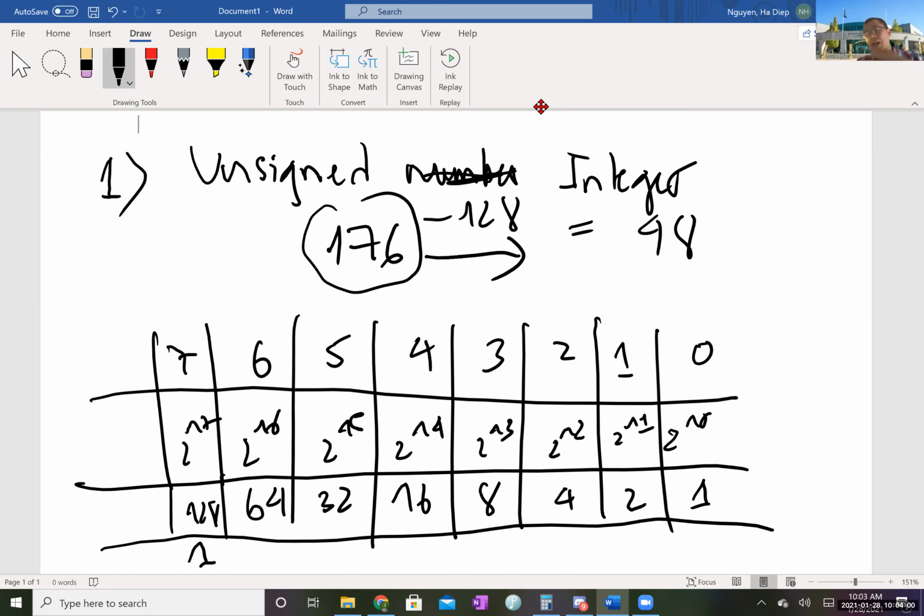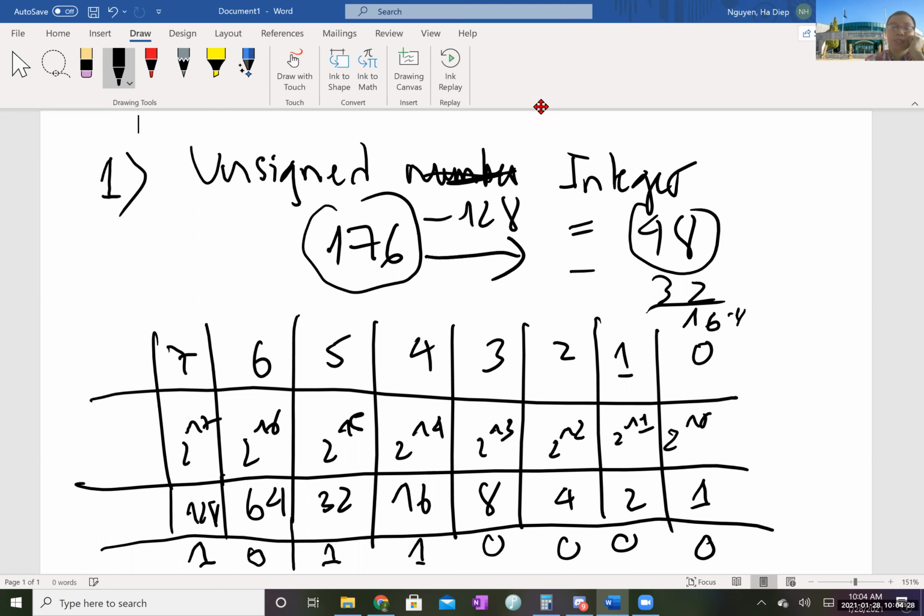Now you move to the right, you compare 48 with 64. It is less than, so you put 0 here. You still have 48. You move to the right again. You have 48, greater than 32, so you put the number 1 here. Now you subtract 32 and you have 16 left. 16 left perfectly matches this one, so you put 1 here. Now you subtract 16, you have 0 left. That's why all the rest are 0. So if you want to convert 176 to an unsigned integer, you get 1, 0, 1, 1, 0, 0, 0, 0.